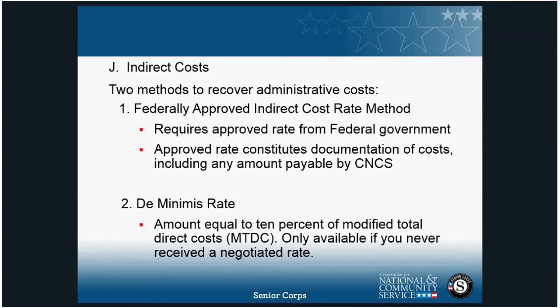There are two methods to recoup your indirect costs. That's through a federally approved indirect cost rate or the de minimis rate. If the de minimis is something you're interested in, there is a form that we'd like you to submit to us indicating that your agency has never received the indirect cost rate so that we can ensure that you're even eligible to receive it.